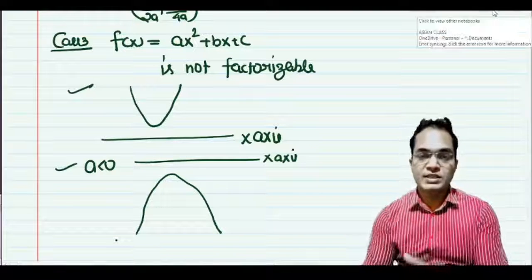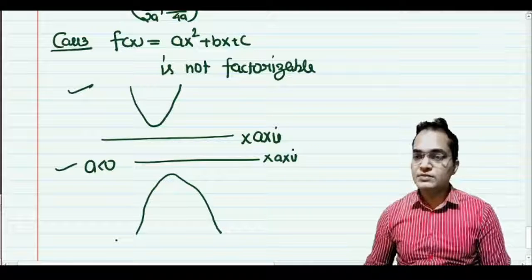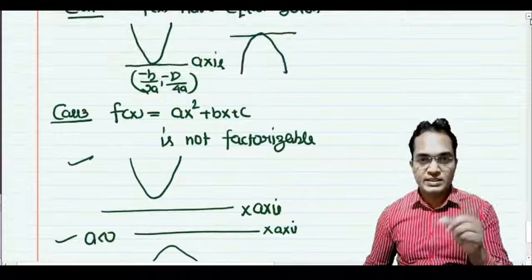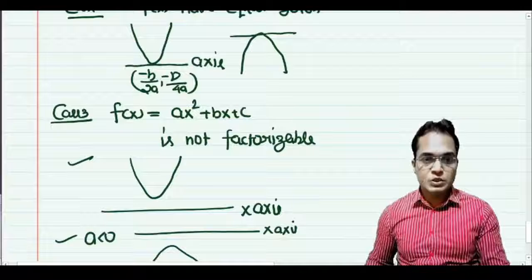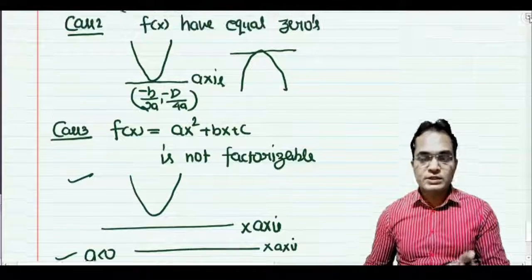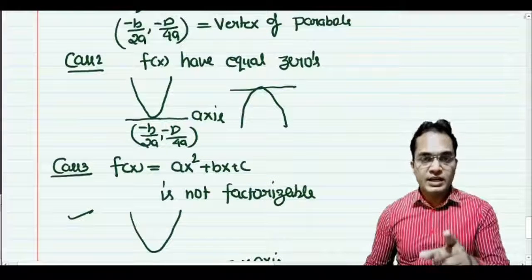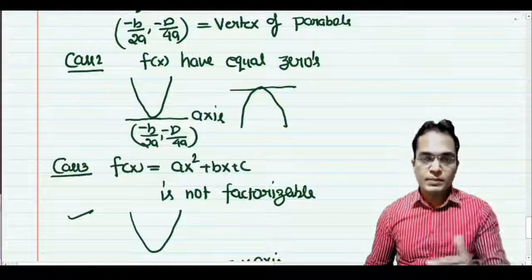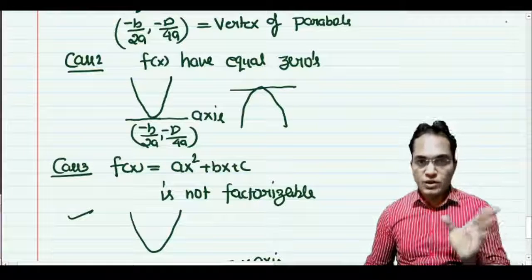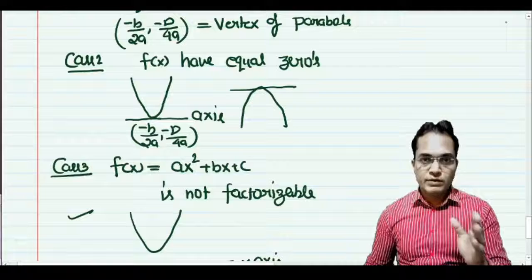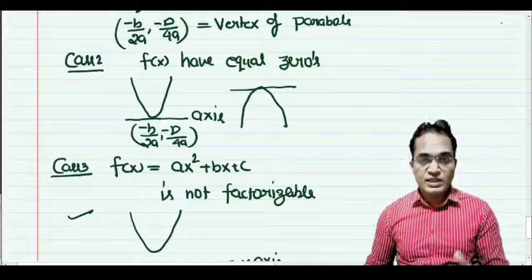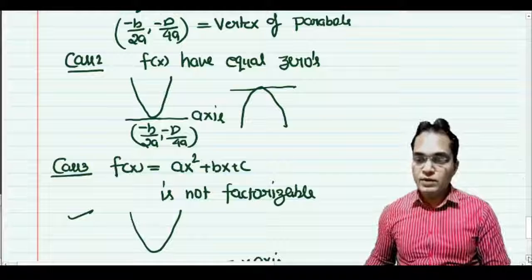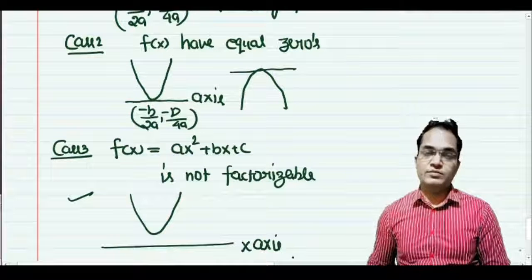Okay, now summarize it. There are three cases. First case is when there are two factors, then the x-axis cuts at two distinct points. In case 2, if there are two factors but both are equal, then the x-axis touches the parabola. And if there are no factors, or you can say the given quadratic polynomial cannot be factorized, then the x-axis and the parabola will not intersect at all.